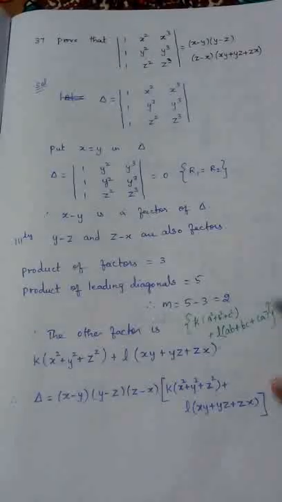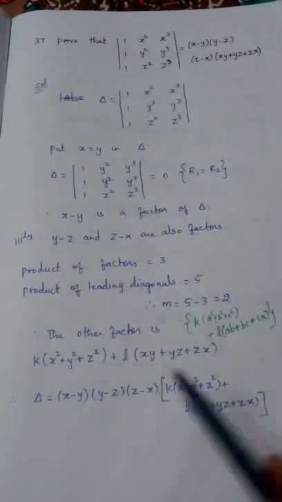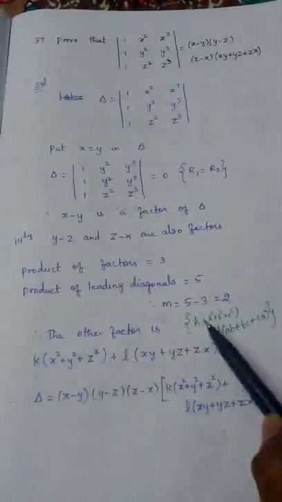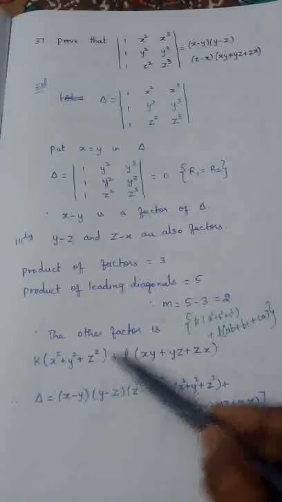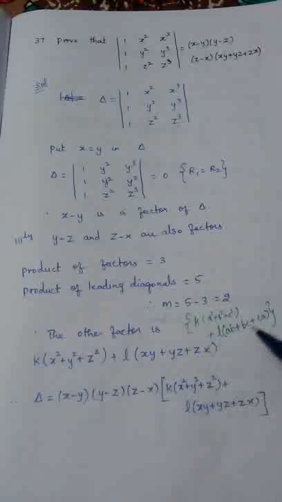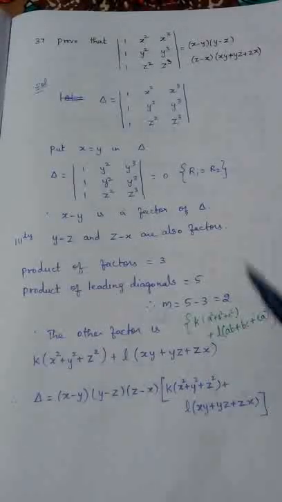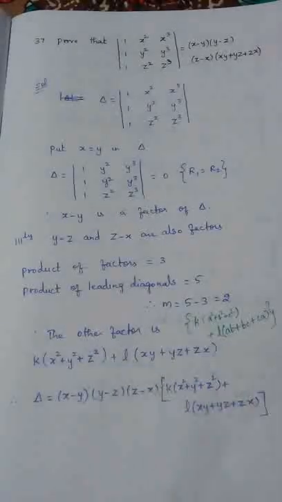So this is how we have learnt. But here x, y, z are present in place of a, b, c. So just change the formula. a square plus b square plus c square means you write x square plus y square plus z square. ab becomes xy, bc becomes yz, ca becomes zx. So since m value is 2, the other factors should be like this.